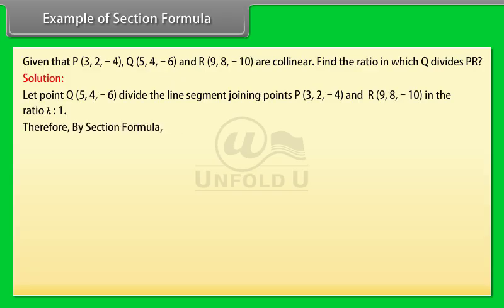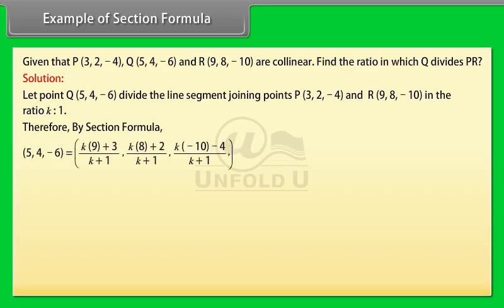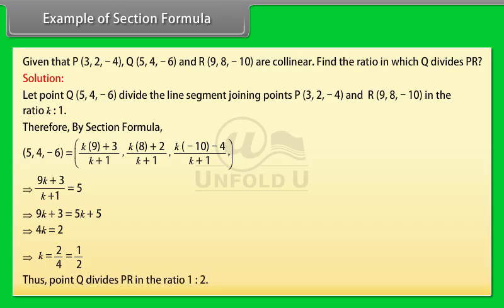Therefore, by using section formula, we get (5, 4, -6) is equal to ((k into 9 plus 3) by (k plus 1), (k into 8 plus 2) by (k plus 1), (k into -10 minus 4) by (k plus 1)). On solving for k, we get k is equal to 1 by 2. Thus, point Q divides PR in the ratio 1:2.